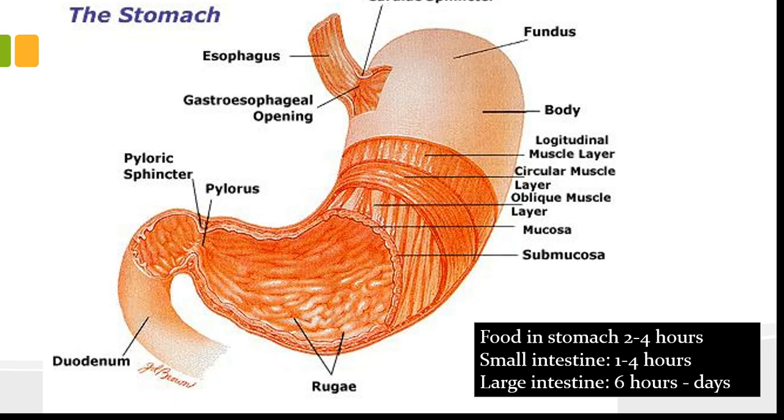I'm looking at those tunics again. We keep our food in our stomach, depending on what it is, about 2 to 4 hours. And the small intestine, 1 to 4 hours, and the large intestine up to days, 6 hours to days, depending on how well your system is moving, if you will. Also, depending on what you ate, when you eat whole foods and things like that, which we'll talk about here, they tend to go through the digestive system a little more quickly, whereas highly processed foods get kind of, for lack of a better term, kind of stuck in there.